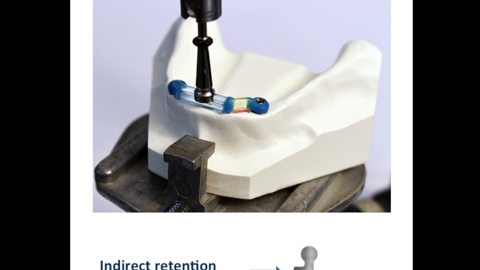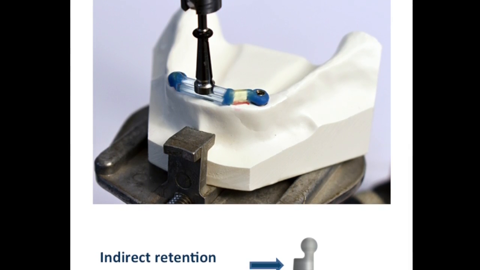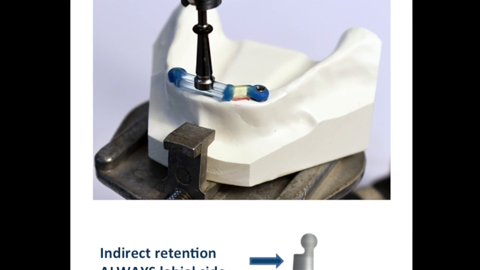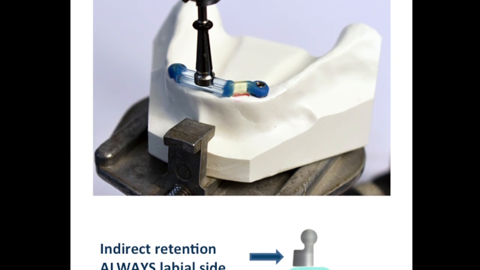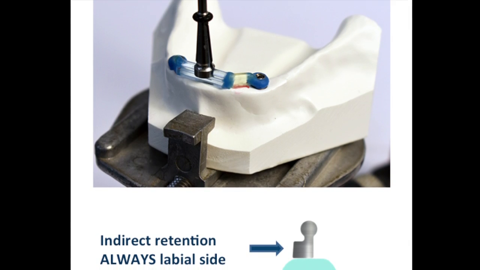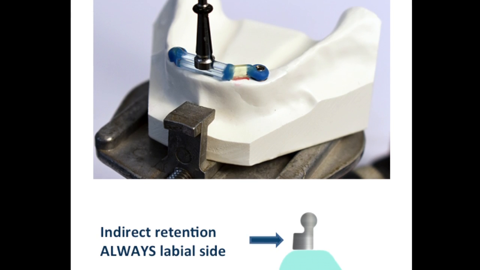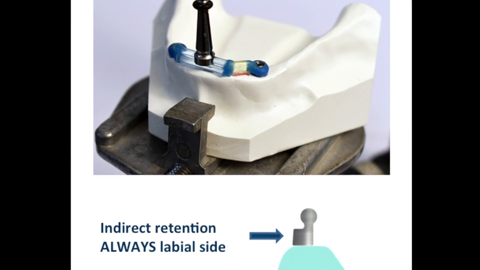All attachment systems must be directly under the teeth, otherwise the overdenture will not be stable. Therefore, a setup must be done and a matrix made of the denture setup so that you can be sure the bar is positioned under where the teeth will be.